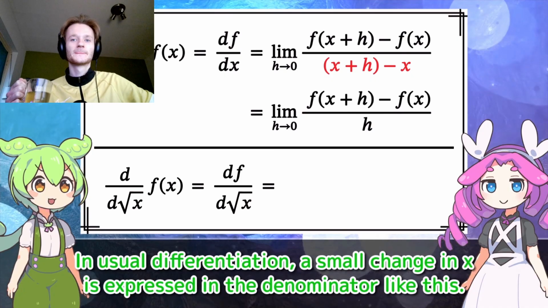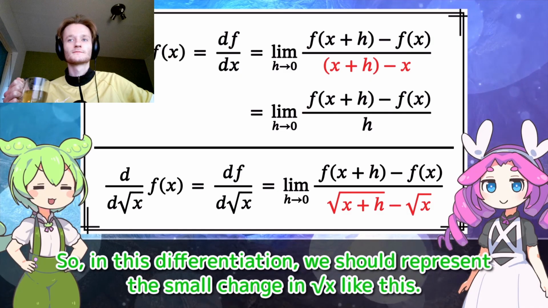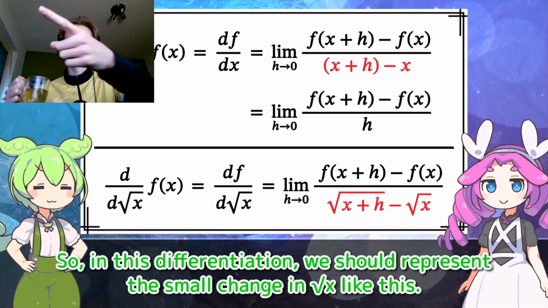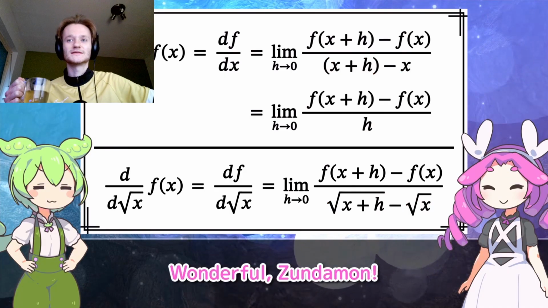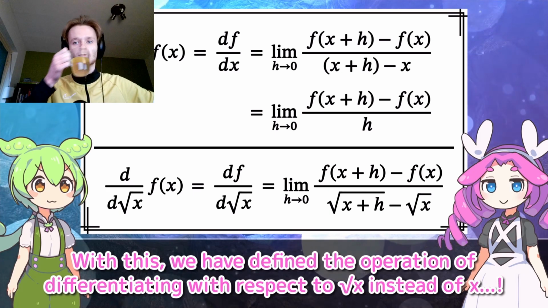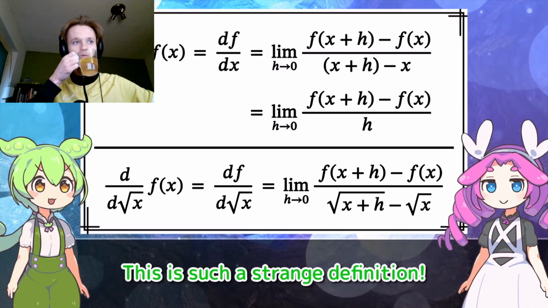In usual differentiation, a small change in x is expressed in the denominator like this. So, in this differentiation, we should represent the small change in the square root of x like this. Wonderful, Zundamon. Exactly. With this, we have defined the operation of differentiating with respect to the square root of x instead of x.